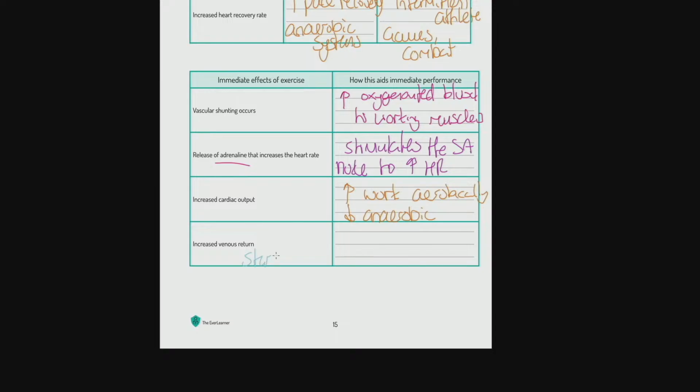And finally, guys, we've got an increased venous return. Starling's law, not just the bird with the speckly chest, but Starling's law tells us that venous return equals stroke volume. So what happens if venous return goes up? Guess what? Stroke volume goes up, and that's a real benefit for us during performance as well.